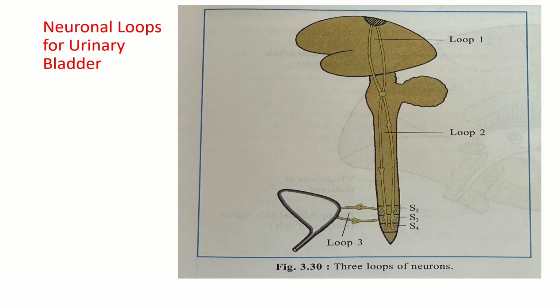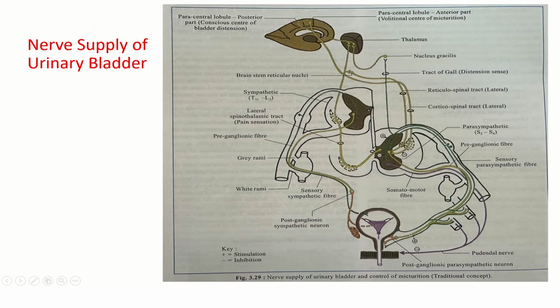On appropriate stimulation, this detrusor muscle will contract. You can see these parasympathetic motor fibers which are coming here, they will stimulate the detrusor muscle for contraction for passing urine.